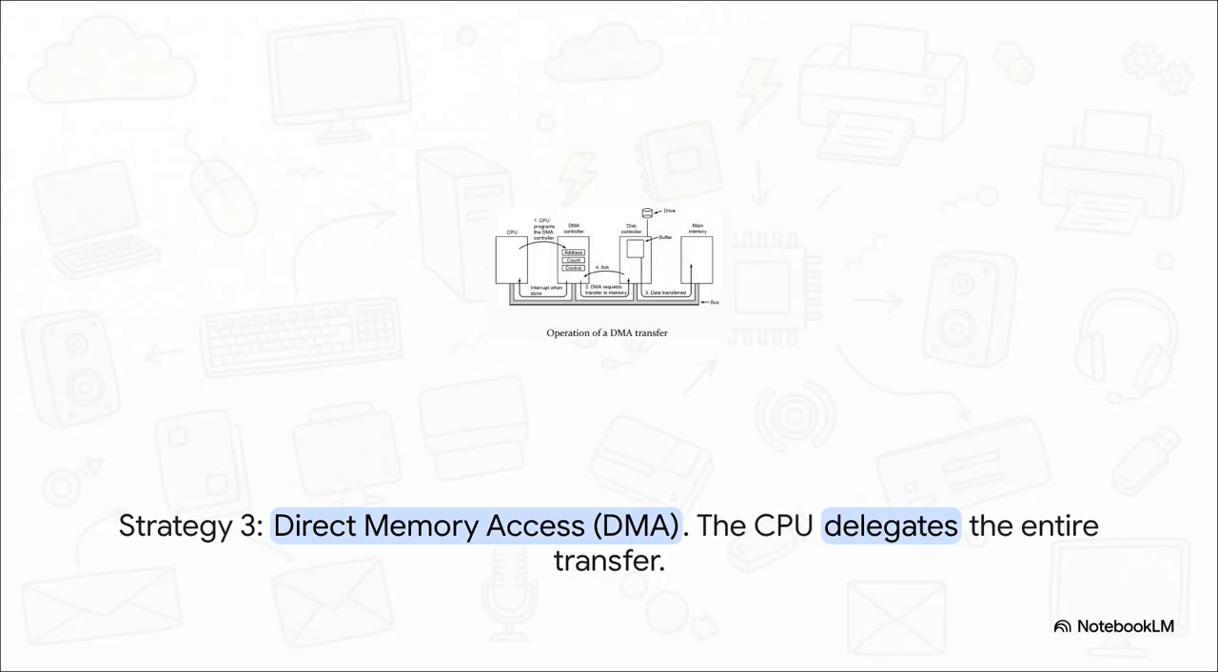But what if you need to move huge chunks of data, like a big video file from your hard drive? Even interrupts can be a bit slow for that. And that's where the most efficient strategy of all comes in, direct memory access, or DMA. With DMA, the CPU doesn't just wait for a signal, it delegates the entire job. It tells a special piece of hardware, a DMA controller, "Hey you, move this giant file from the disk straight into memory and just ping me when you're completely done."